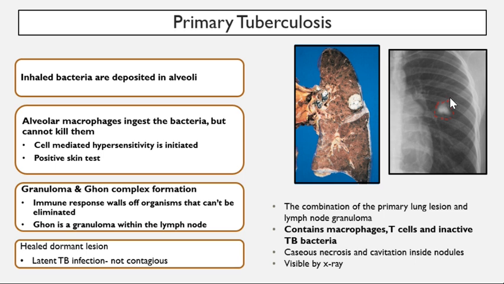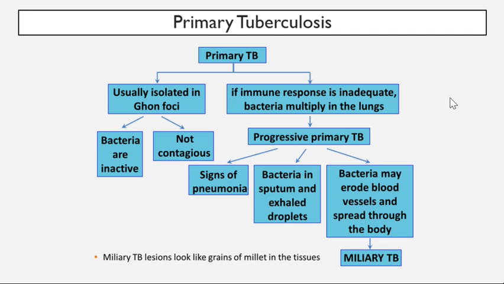And this is the Ghon complex right here, the combination of the primary lung lesions and lymph node granuloma. So it's the lymph node granuloma, this Ghon complex. It contains macrophages, T cells, and inactive TB bacteria. It's visible by X-ray, right? So that's the way that you can also see these granulomas in the lungs.